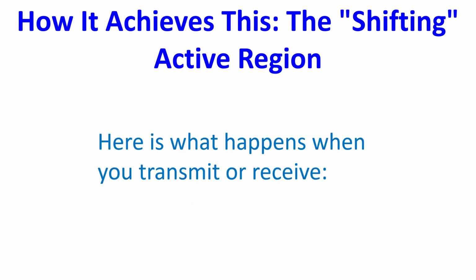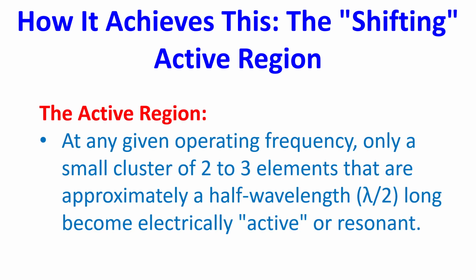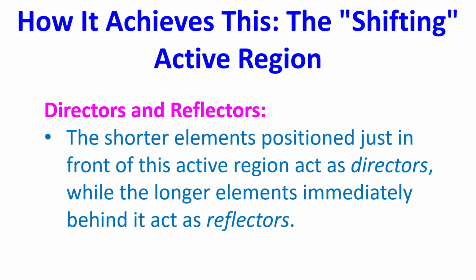Here is what happens when you transmit or receive. The active region: at any given operating frequency, only a small cluster of 2 to 3 elements that are approximately a half wavelength long become electrically active, or resonant. Directors and reflectors: the shorter elements positioned just in front of this active region act as directors, while the longer elements immediately behind it act as reflectors.